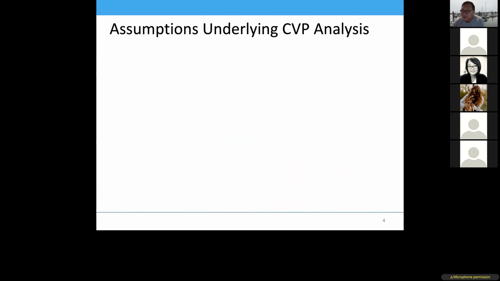What are the assumptions? When we perform this analysis, there are some underlying assumptions. This analysis is not 100% correct, but it's a simplified model for us to quickly grab some numbers and get some insights. In order to make this work well, there are some underlying assumptions. The first one, oops.